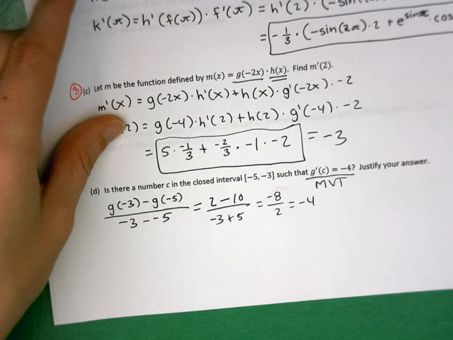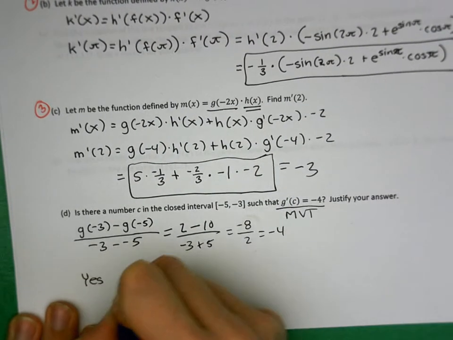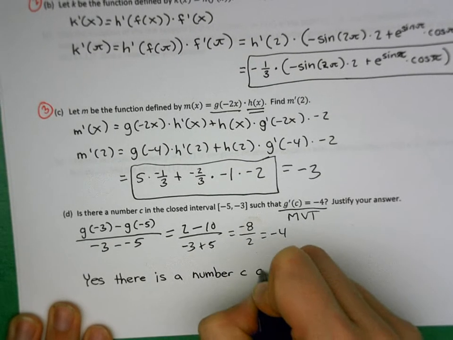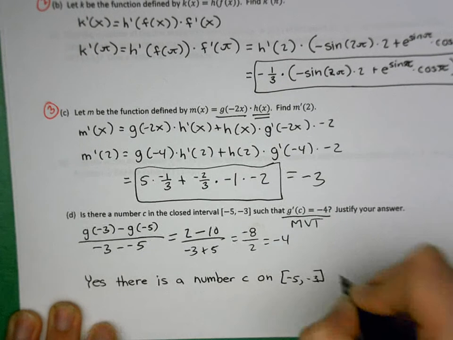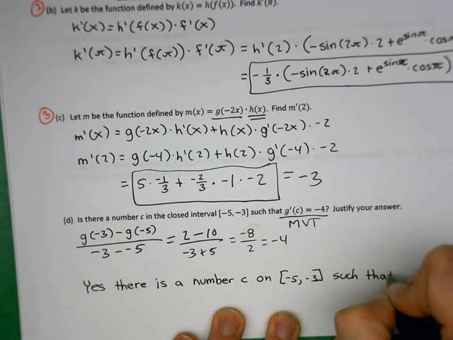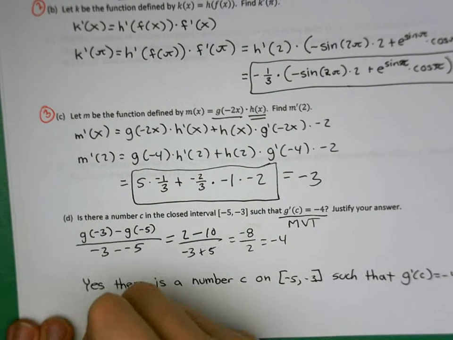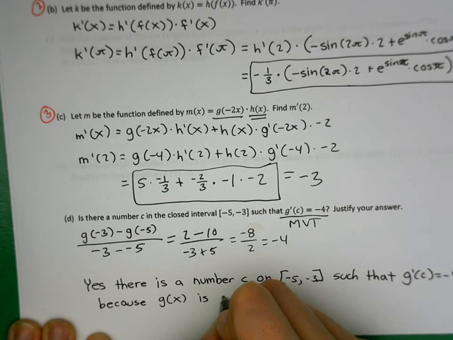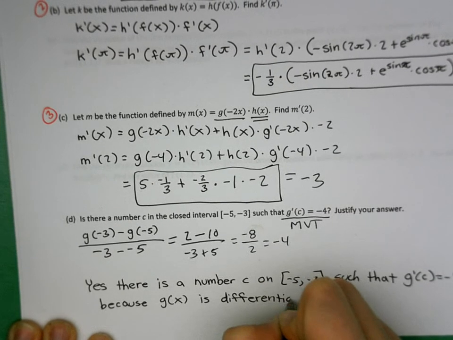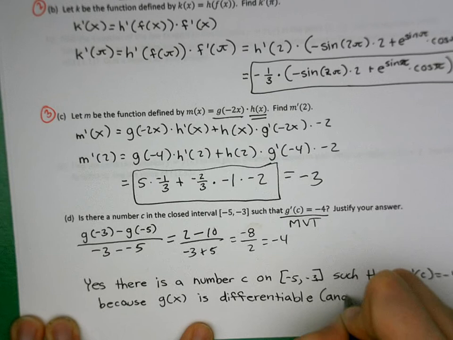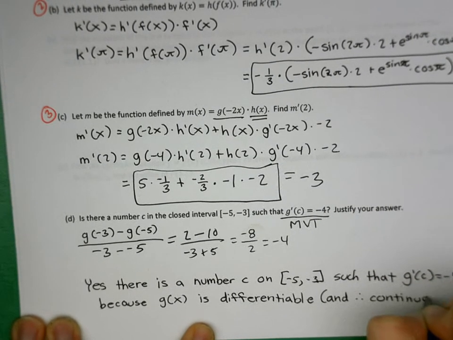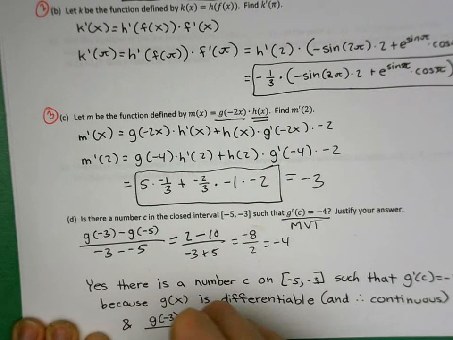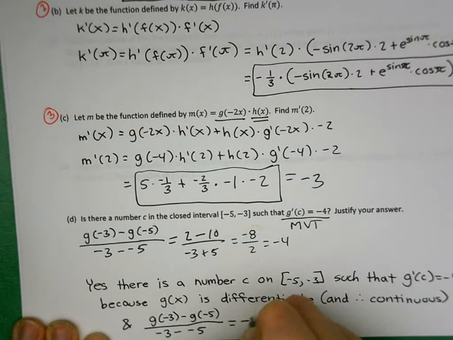And so therefore, does it exist? Yes, there is a number C on negative 5 to negative 3, such that g prime of C equals negative 4 because, and then you can articulate MVT, because G is differentiable and therefore continuous, and I have an f of b minus f of a over b minus a that equals what I'm trying to guarantee, negative 4. Okay?